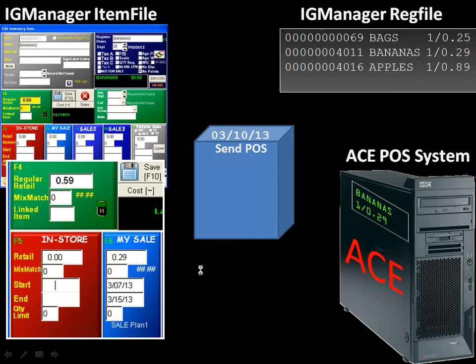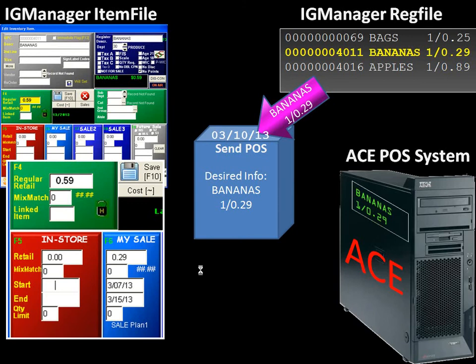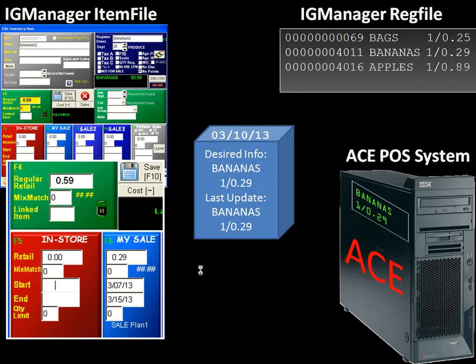So on the 10th, I initiate a send POS. Send POS comes over and asks, hey bananas, what price do you want to be today? They say, I want to be 29 cents. So it goes, okay, reg file, what was the last price we sent on bananas? Reg file says the last price you sent for bananas was 29 cents.